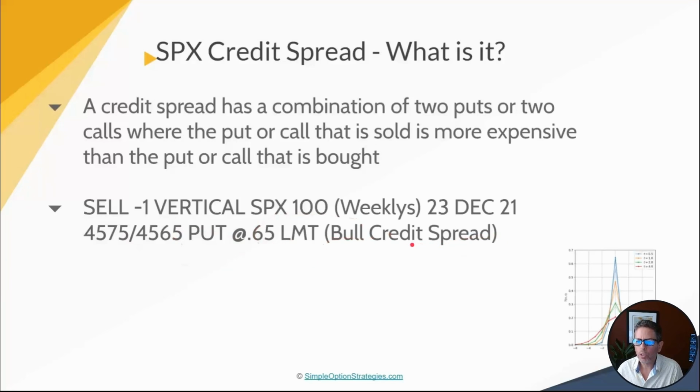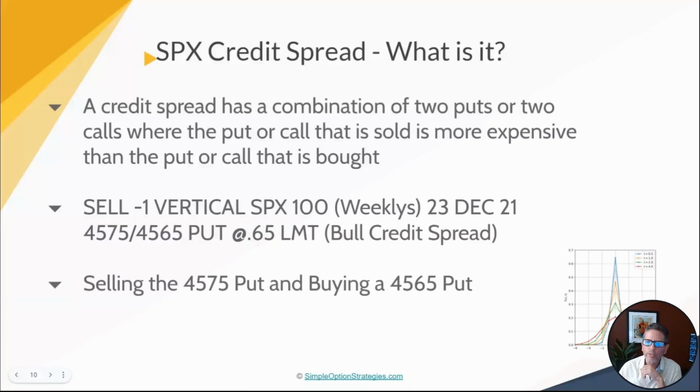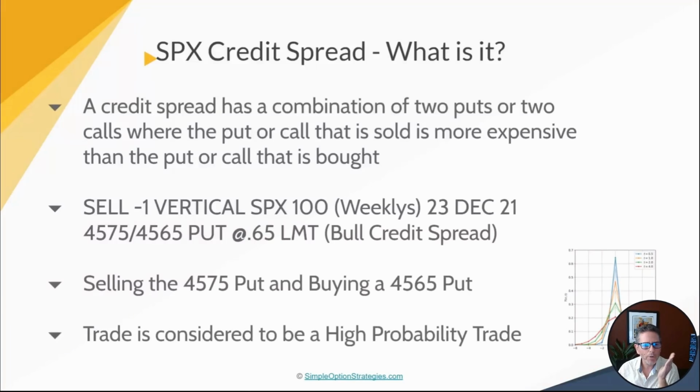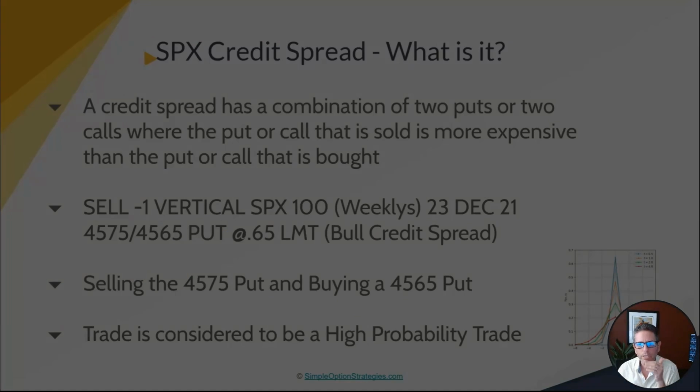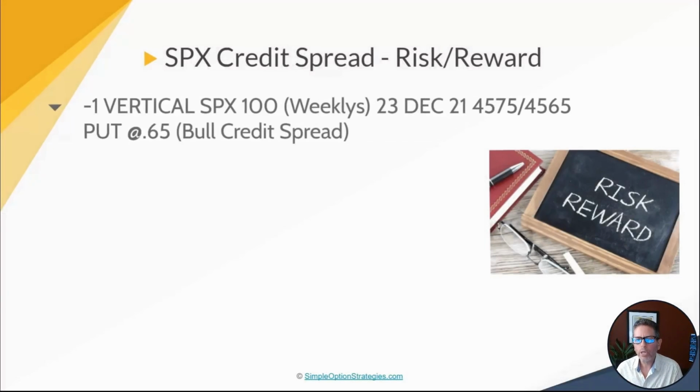And it's called a bull credit spread. So the 65, you multiply that by 100, and so this position would net you a max gain of $65. Okay, and that's how it works. In this case, again, you're selling the 45.75 and buying the 45.65. The trade is considered to be a high probability trade. However, there are risks. The risk is that you're putting up, in this case, $1,000 to make 65. You've heard about don't put pennies in front of the bulldozer, you know? But that's basically this trade.